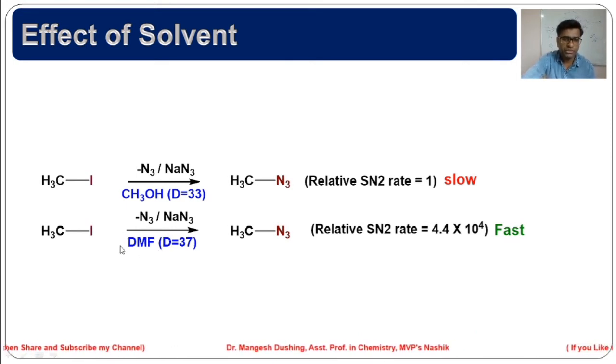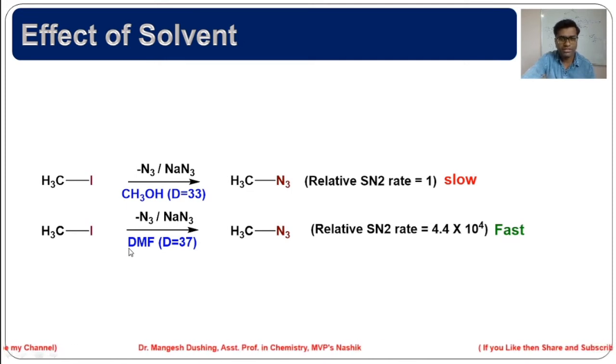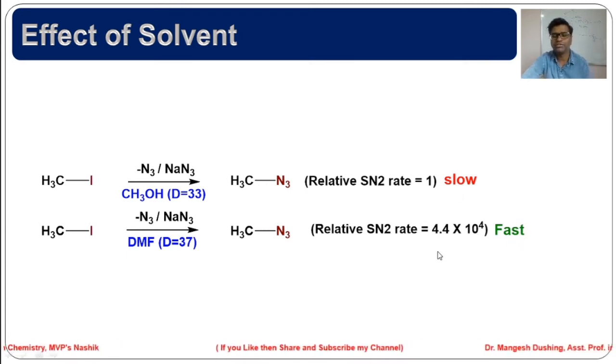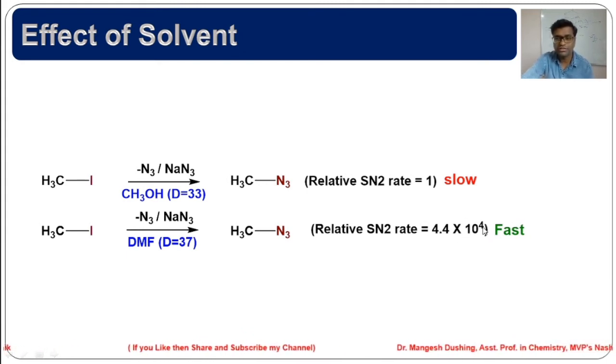Now, this is a polar solvent, but in aprotic solvents, there is no proton. If you observe the same product, the relative rate of the reaction will be 4.10 raised to 4, that is very fast. As compared to the first reaction, the rate of the second reaction is around 10 raised to 4 times more than the first.